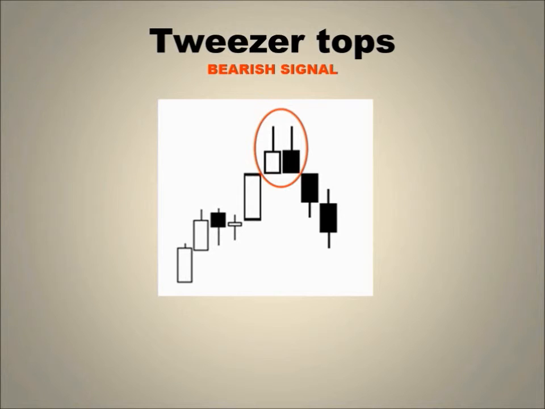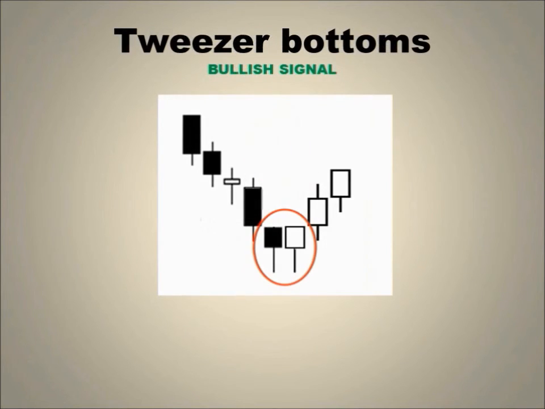Tweezer tops. This pattern right here tells us that the trend is going to reverse. So when we see two shadows on top, and the highs are almost similar to each other, it tells us that the resistance is really strong and the buyers don't have enough strength to penetrate that line of resistance. And then when the buyers run out of steam, the sellers will come in and drive the prices down.